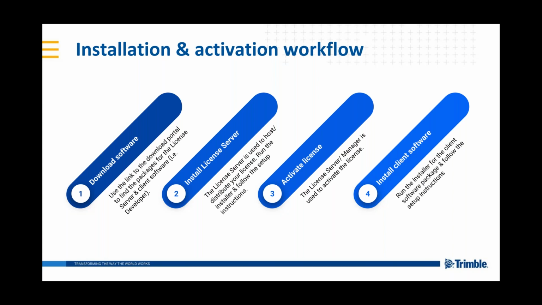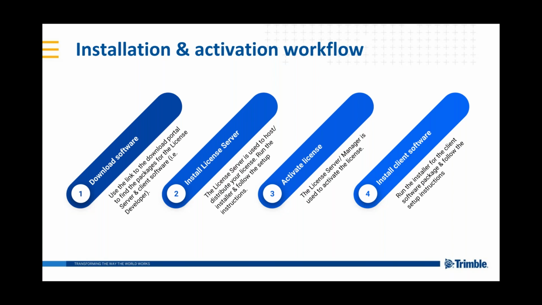Once you've downloaded the packages, so you probably want maybe the license server install package, as well as an eCognition Developer installation package, for example. You can start with installing the license server. This is used to host and distribute that eCognition license. When you're running this license server setup, you'll be prompted to activate your license. You can either choose to ignore this and do it later, or do it directly within the license server setup.